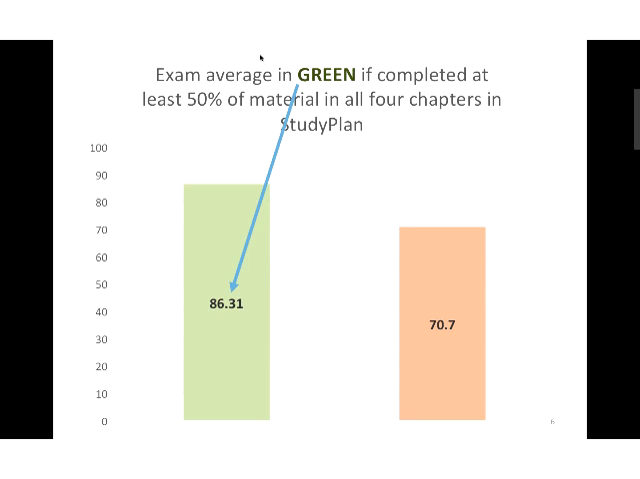Then if I bumped it up and looked for the students who got at least 75% correct on everything in study plan, the average for that group went to almost 92%. So the students who opened study plan and worked through at least, okay, that's me, hold on.